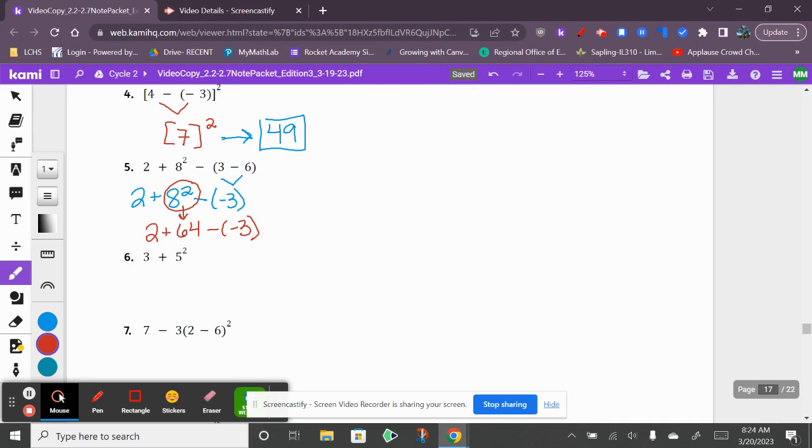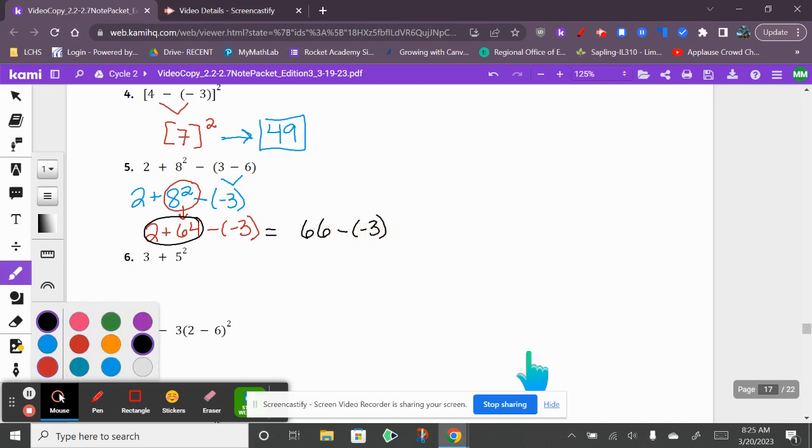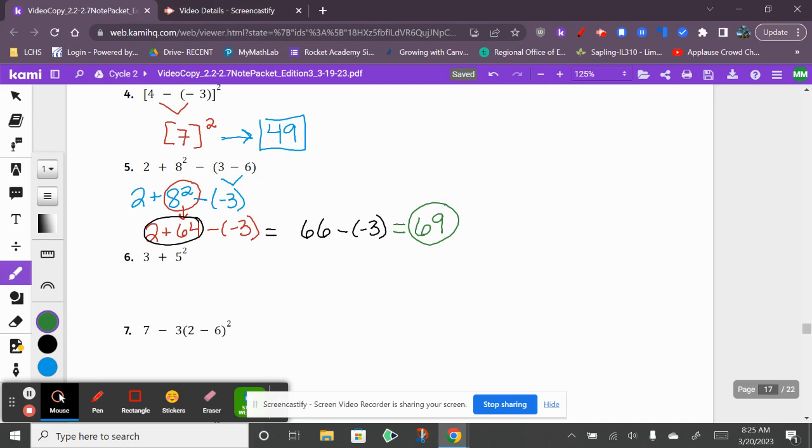With addition and subtraction, the only thing I have left here is addition or subtraction. I'm not necessarily going to do the addition first. I'm going to work left to right. So I'm going to first do 2 plus 64. So I get 66, and it's minus negative 3. So the last thing I'm going to do is subtract negative 3, which just gives me 69. If I wanted to, I could also write this as 66 plus 3, because if we subtract a negative, it's the same as adding a positive.